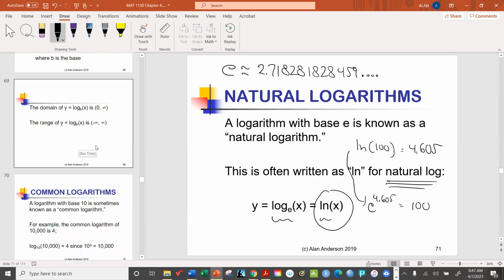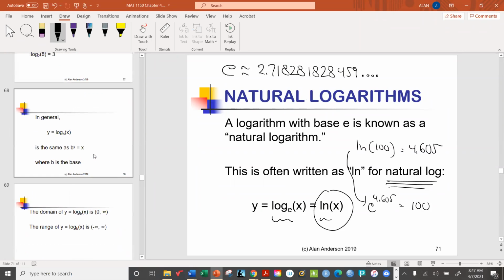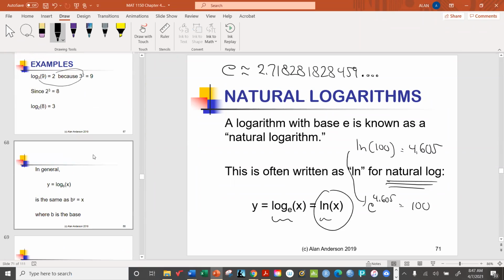Now, we're not going to spend most of our time trying to calculate logs. What we are going to do is learn their algebraic properties, because they can come in very, very handy in helping us solve complex equations.